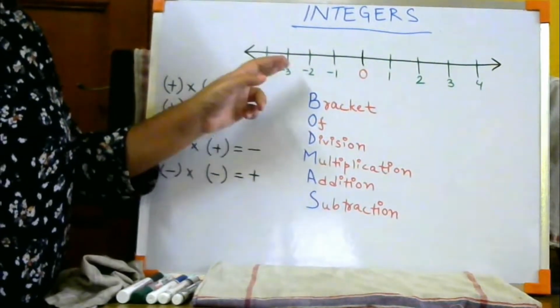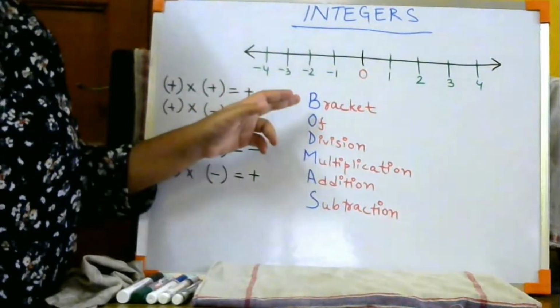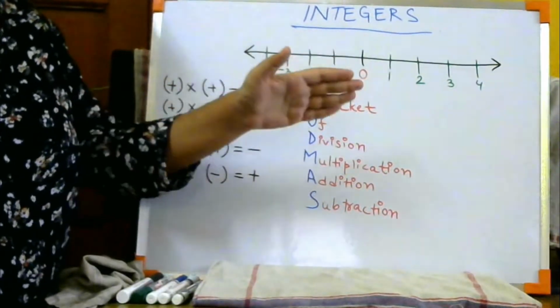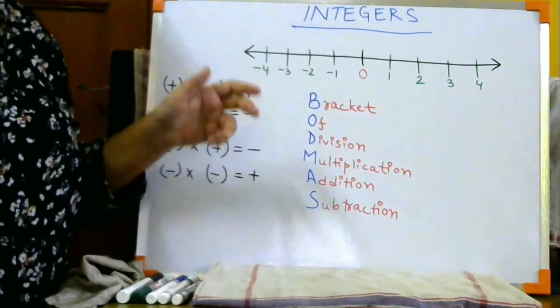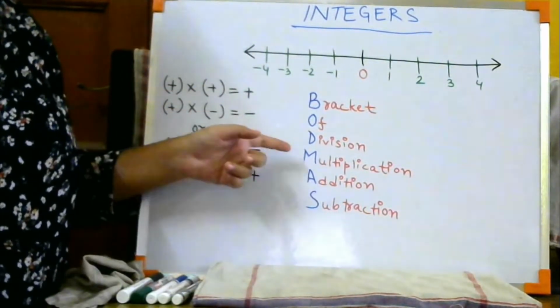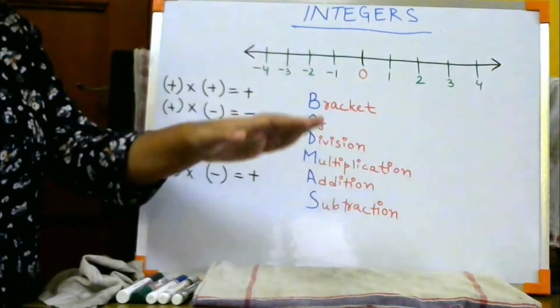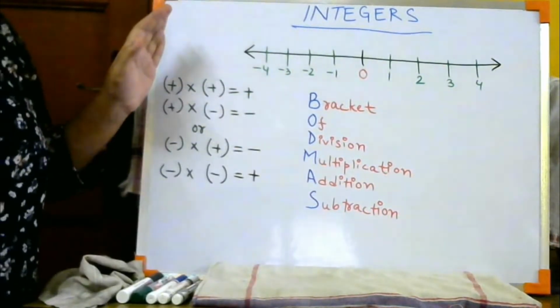Since BODMAS is here, I have written it, but you know the order. First we need to solve the bracket. There are 3 types of brackets we know: first bracket, second bracket, and third bracket. So we are going to solve it that way. Then we have division, then multiplication, then addition, then subtraction. Clear? So these are the basic rules of integers that you need to keep in mind.